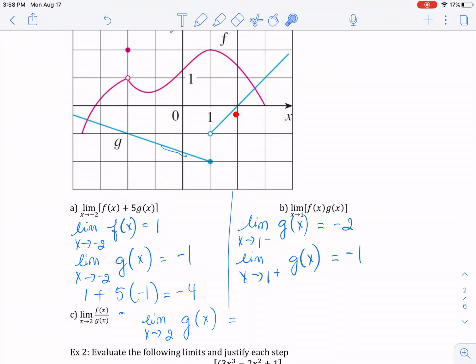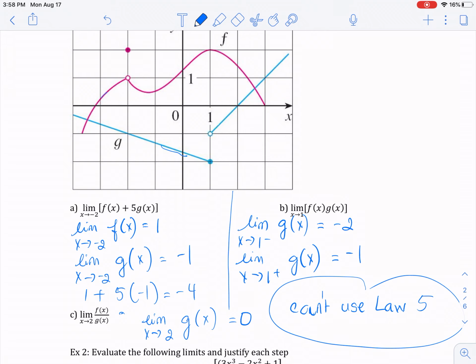for the function g, you see that we have 0. The limit is 0. That's going to be a problem because g of x is on the bottom and it's the denominator. So you cannot apply the law. So we can't use law 5. Okay? Denominator cannot be 0.